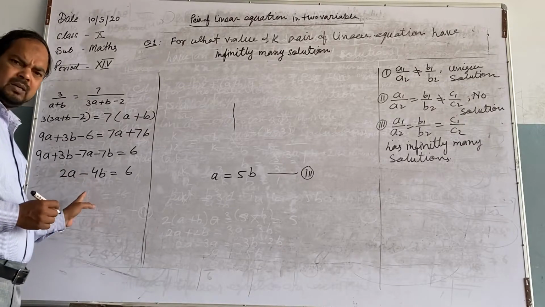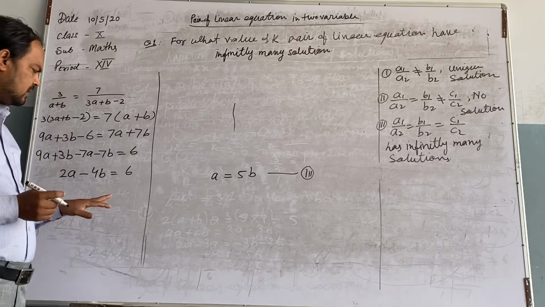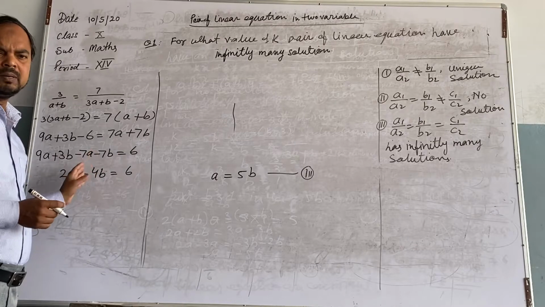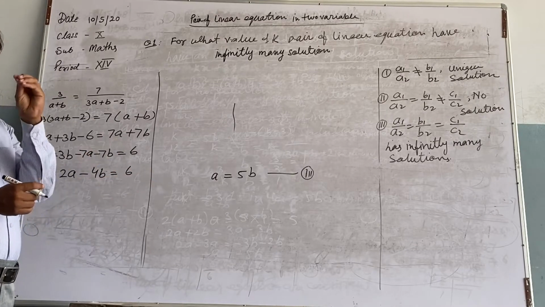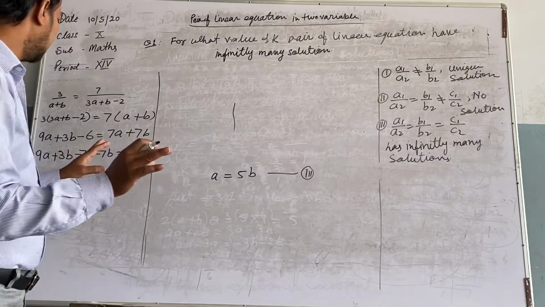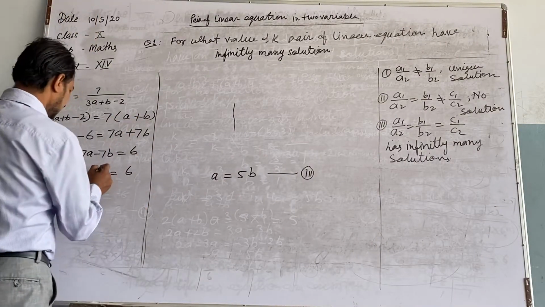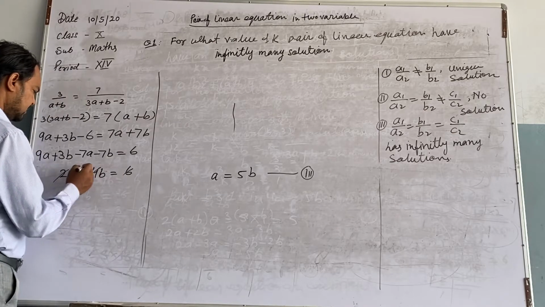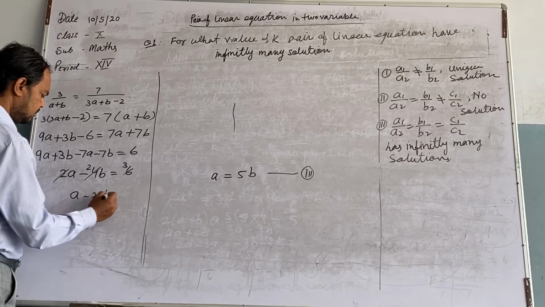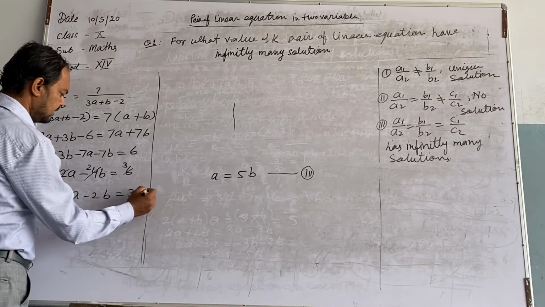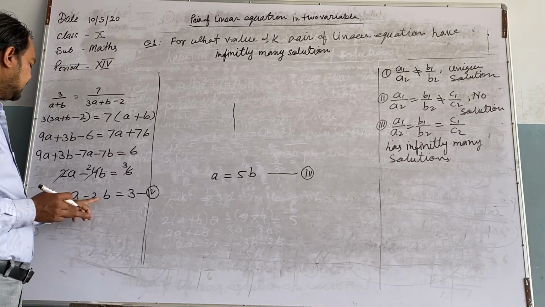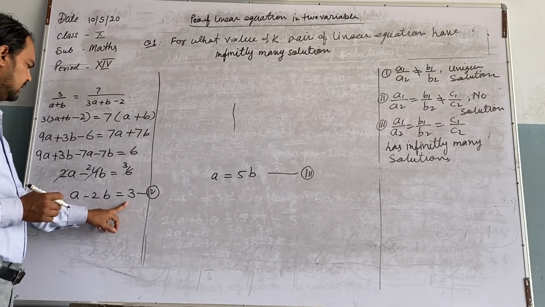Now you can simplify this also. As we know that we can multiply, divide by any number in any equation throughout each term, left hand side and right hand side. किसी भी नंबर से हम मल्टीप्लाई कर सकते हैं, डिवाइड कर सकते हैं, बट हमको each and every term में करना पड़ेगा. So when we divide it by 2, you will get 2 1 जा 2, 2 2 जा 4, 2 3 जा 6. This is a minus 2b equal to 3. We can say this is equation number 4. This gives you a minus 2b equal to 3, right?